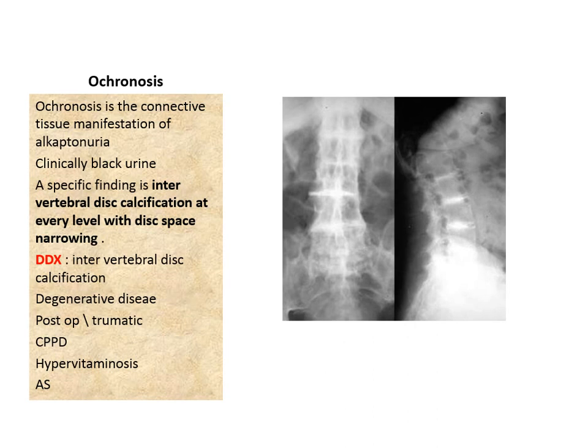For the differential diagnosis of intervertebral disc calcification, we have many. First of them, degenerative disease, postoperative and traumatic, CPPD, hypervitaminosis, ankylosing spondylitis, hyperparathyroidism. But characteristically, ochronosis causes central disc space calcification. The other causes are not central but mainly peripheral, meaning all the disc space.